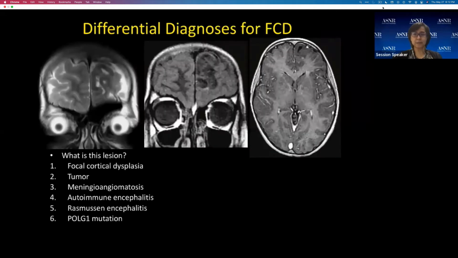Let's move on to the next differential diagnosis. So this lesion in the left frontal lobe shows lower T2 and lower FLAIR signal in the cortex, and the subcortical white matter demonstrates higher T2 signal. The lower T2 signal and lower FLAIR signal is thought to be due to the presence of stipple calcification in the cortex. So this is meningoangiomatosis.